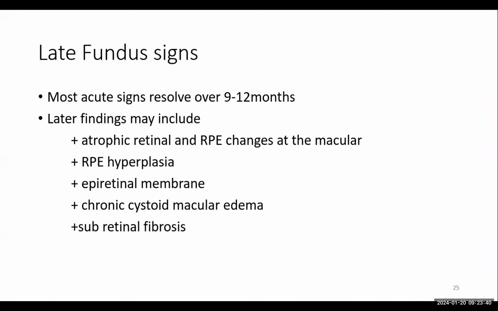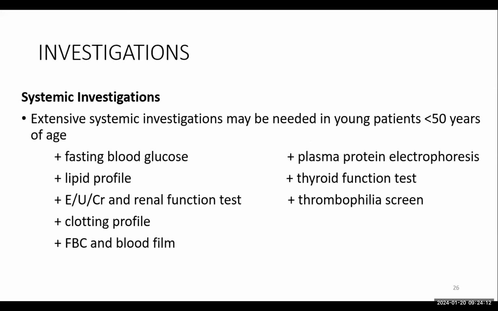Then the late findings include atrophic retina and retinal pigment epithelial changes at the macula. You can see RPE hyperplasia, epiretinal membrane, chronic cystoid macular edema, and subretinal fibrosis. However, the acute symptoms usually resolve between 9 to 12 months. Then later you now see these late features that I mentioned.